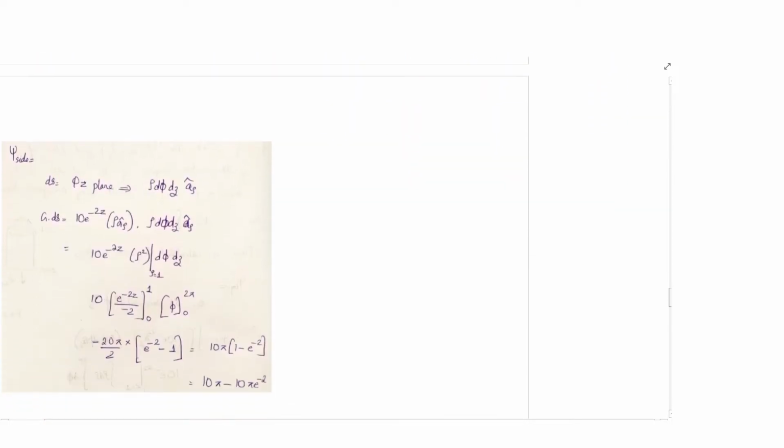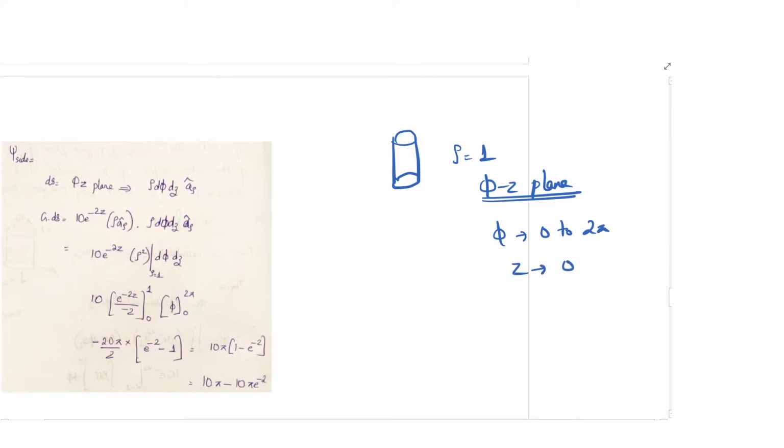Now coming to the side part. Side part, you know that rho is constant, right? Rho is constant at 1. So it is phi z plane. Why you say phi z plane? Because varying is phi and z. Phi varies from 0 to 2 pi and z varies from 0 to 1.